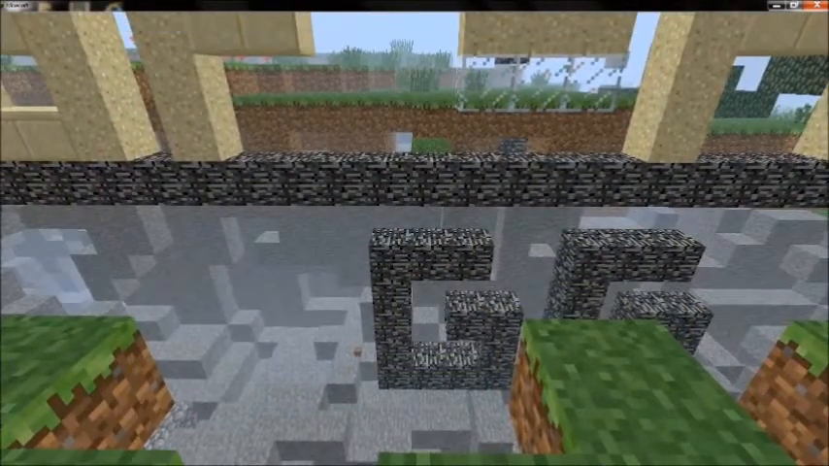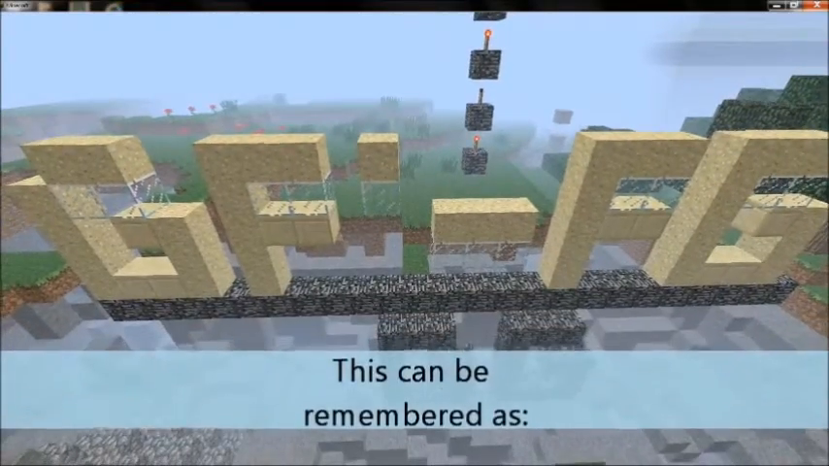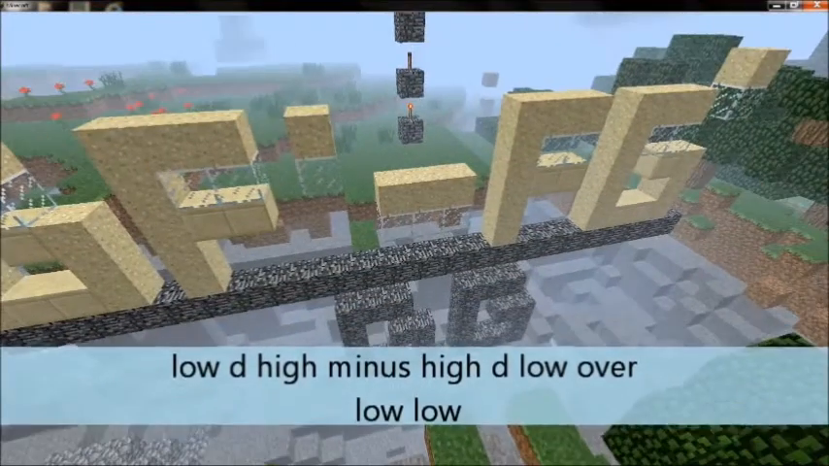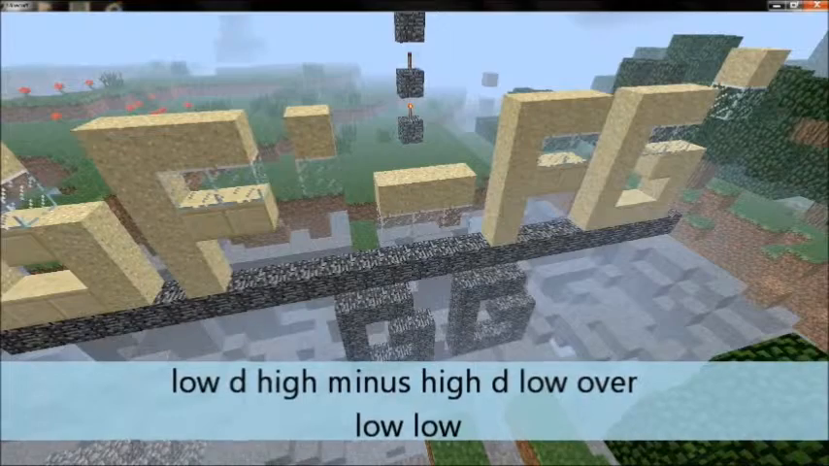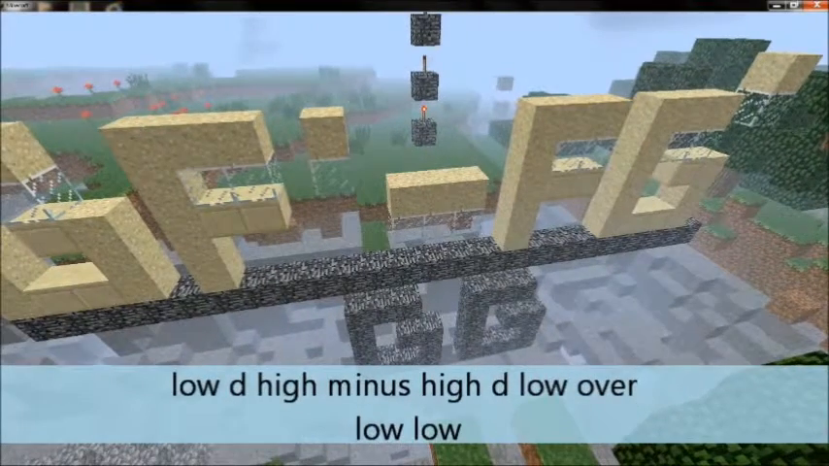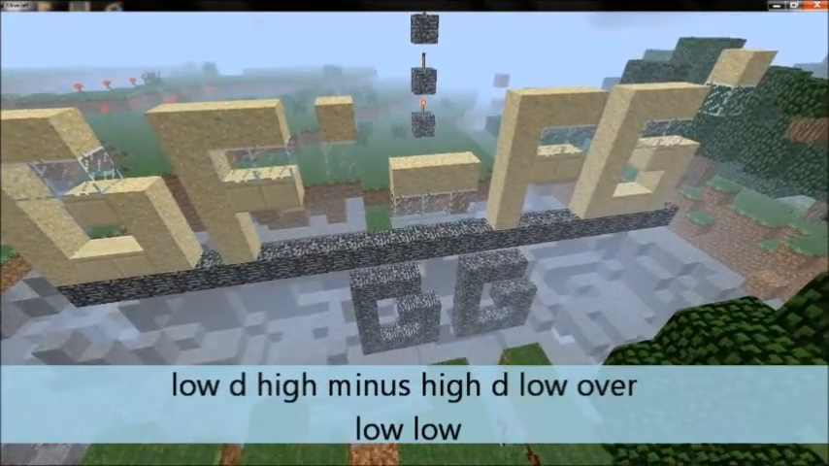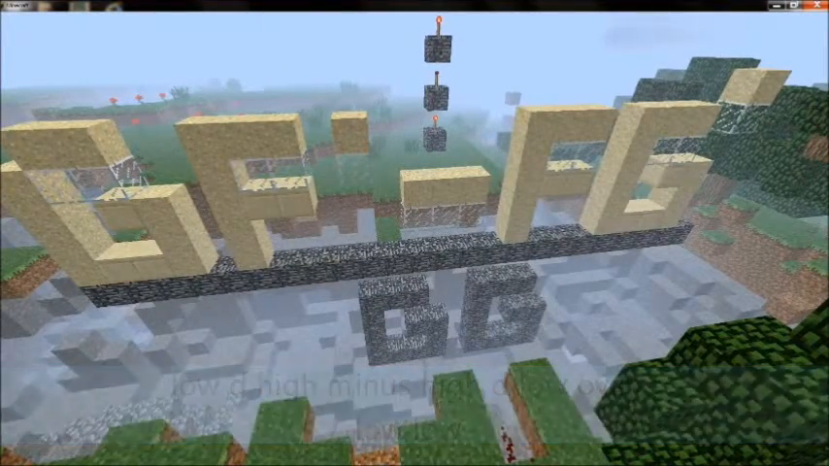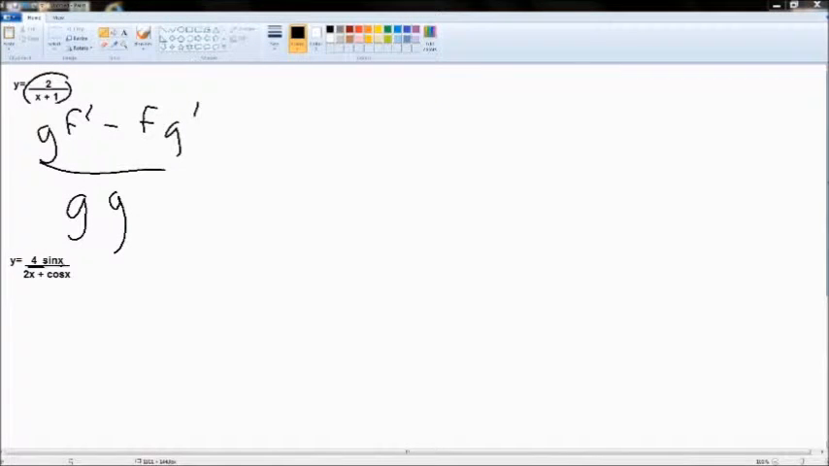Alright, so what you see here is the entire equation, it being g times f prime minus f times g prime over g times g, or g squared. This is the general form whenever you apply quotient rule. So now I'm going to show you some examples, not in Minecraft. Alright, so we're gonna start off easy. Now you have to keep the general form in mind while doing this.